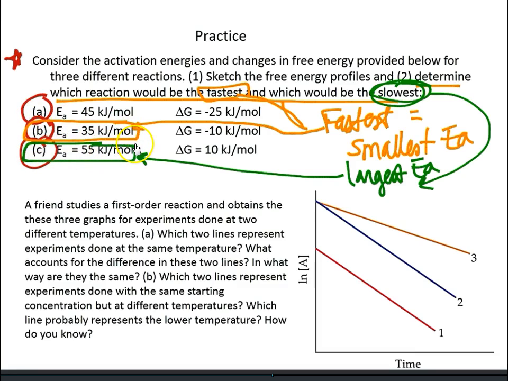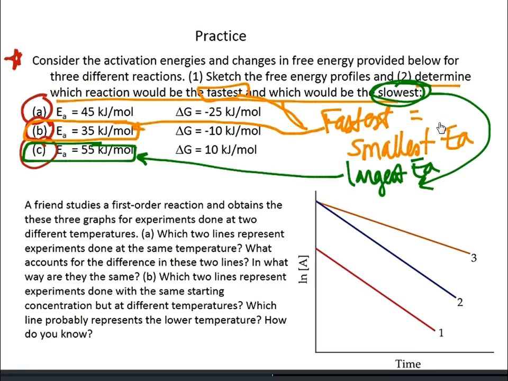Now, this is assuming, and any question I give you on the quiz or on an exam would include this assumption that I should have written out here in words. You're going to assume that everything else is constant. So you're going to assume that the temperature is constant. You're going to assume that the rate law is the same and the concentrations of all reactants are the same.